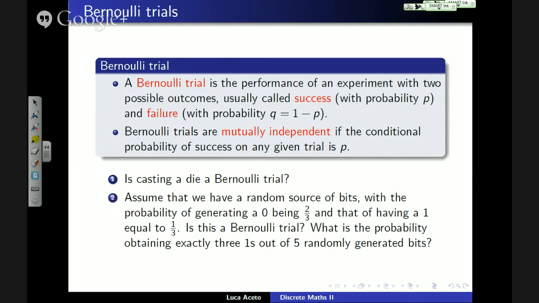Now, assume that you have a random source of bits, and the probability of generating a 0 is 2/3, and of generating a 1 is 1/3. Is this a Bernoulli trial?